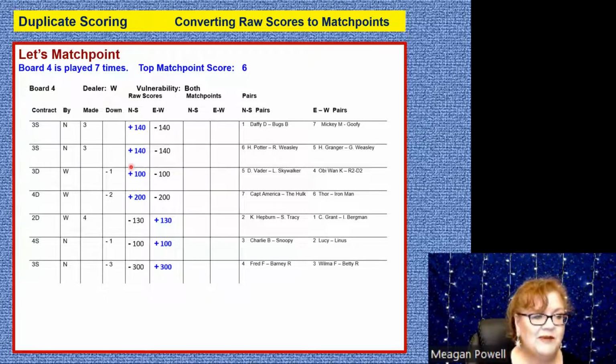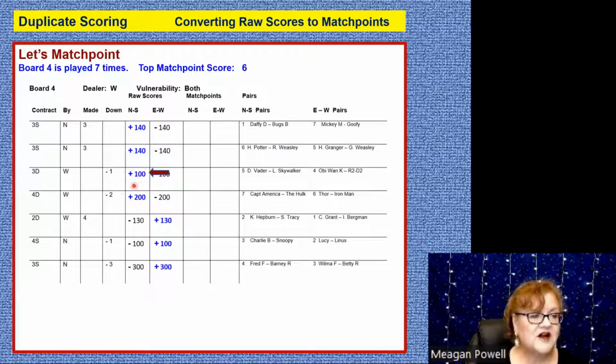Now, did we beat positive 100? Well, yes. A positive 140 is higher than a positive 100. I want you to think of your fifth grade number line, right? Zero in the middle, positive numbers on the right, negative numbers on the left. If you look at the number line, your positive 140 up here, Daffy and Bugs, is better than a positive 100. So you're going to earn one match point for that.